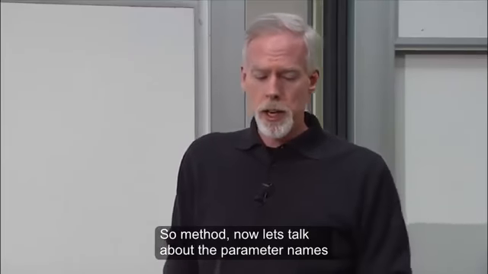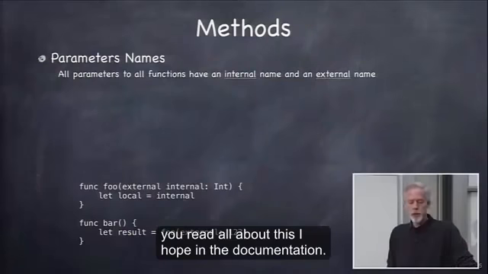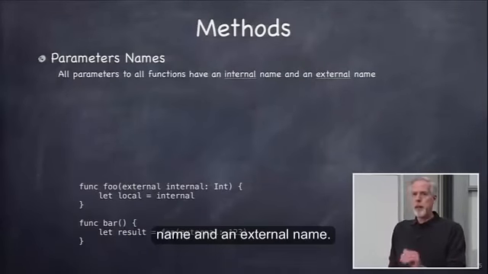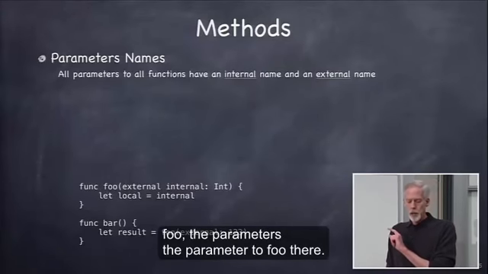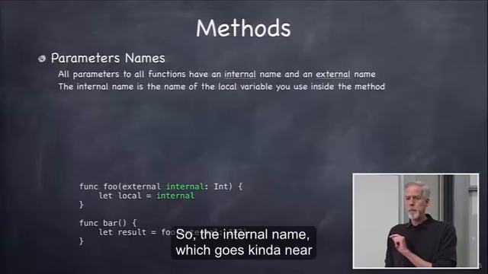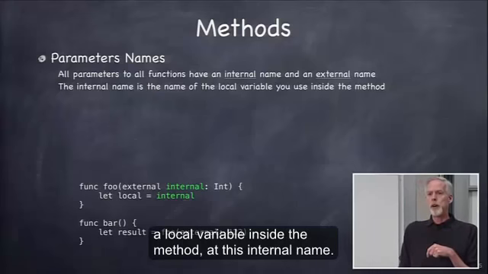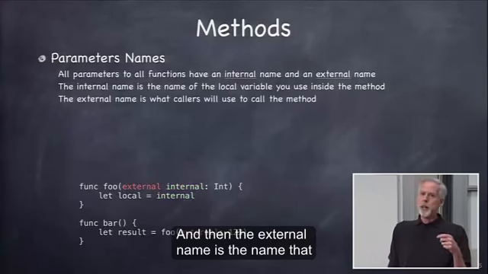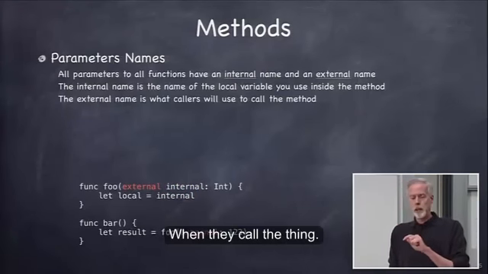So methods. Now let's talk about the parameter names of methods. This is going to be the crash course. You read all about this, I hope, in the documentation. But all parameters to functions have an internal name and an external name. So we're talking about the parameters, okay? So down there, foo, the parameter to foo there. It has an internal name and an external name. So the internal name, which goes kind of near the colon, is the name that that thing is going to have as a local variable inside the method. That's its internal name. And then the external name is the name that callers are going to put before the colon when they call the thing.